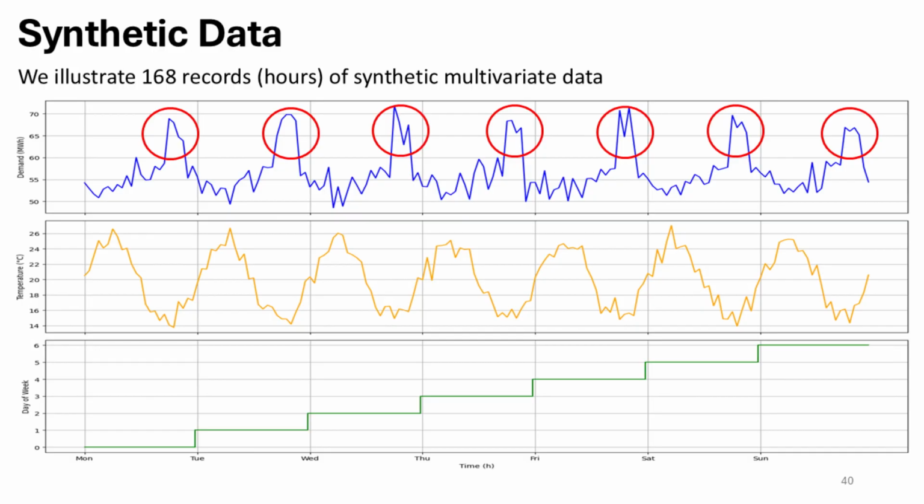Finally, the bottom graph shows the day of week. It's a simple step function, moving from 0 for Monday to 6 for Sunday. This tells the model exactly where we are in the weekly calendar. While the daily peaks look similar, look closely at the weekend, Saturday and Sunday. The shape of the demand curve often shifts slightly compared to a Monday or Tuesday. Understanding these subtle variations is what separates a basic forecast from a high-performing energy model.